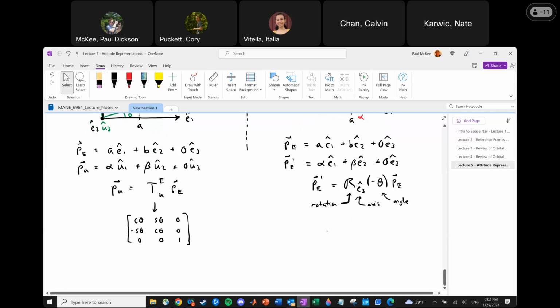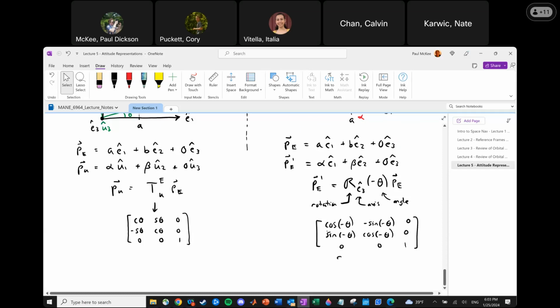the same as the attitude transformation matrix that maps from PE to PU, because PE prime is PU. It's alpha and then beta and then 0. And so what that means then is we can say this. This actually works out to be the cosine of negative theta and then the negative sine of negative theta, and then 0, and then the sine of negative theta, and then we have the cosine of negative theta, and then 0, and then 0, 0, 1.